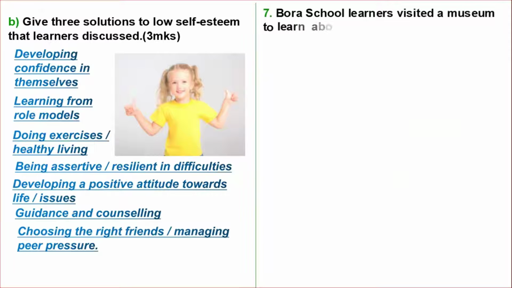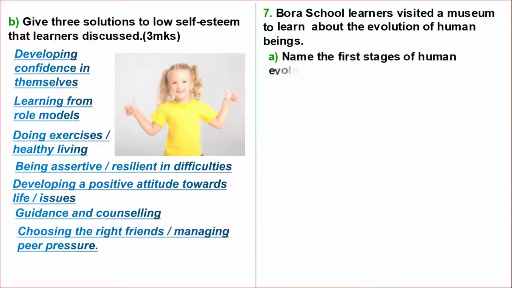Bora School learners visited a museum to learn about the evolution of human beings. Question A. Name the first stages of human evolution that they learned. When you just name one, you get it right.